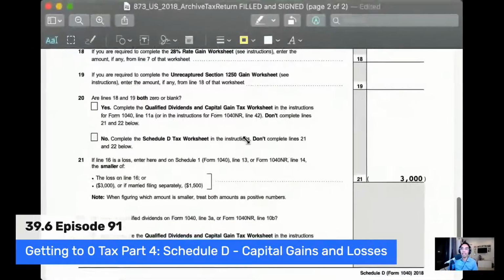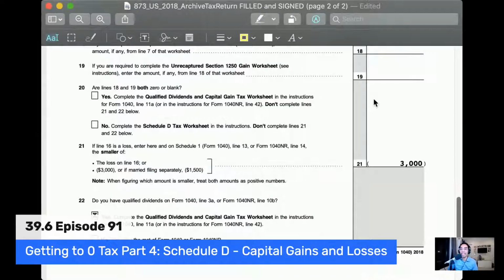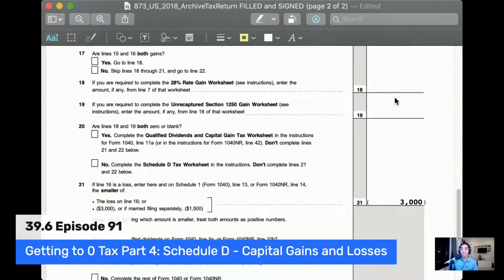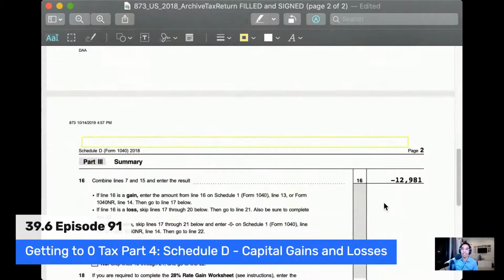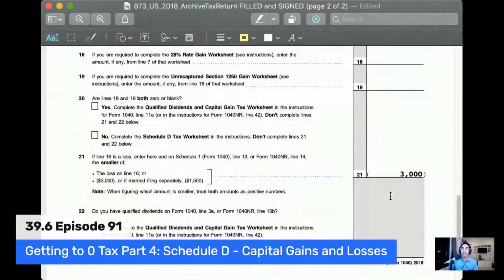You are only allowed to use a loss of $3,000 above and beyond all of your other gains. In this situation, there were no gains, but let's pretend there were $5,000 of gains. They would have been offset first, and we would end up with negative 7,981 instead of negative 12,981. And then of that negative 7,000, 3,000 would carry forward to the 1040.